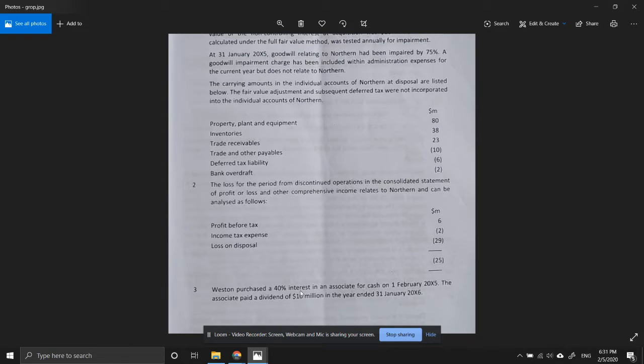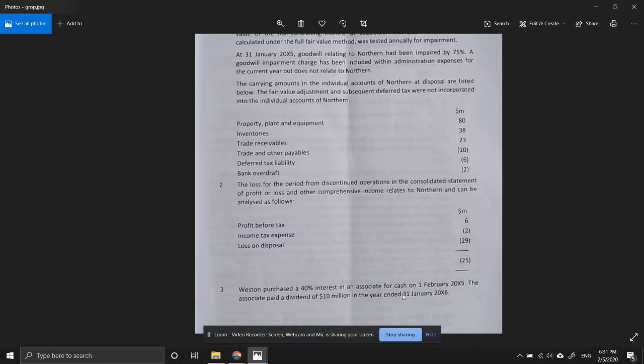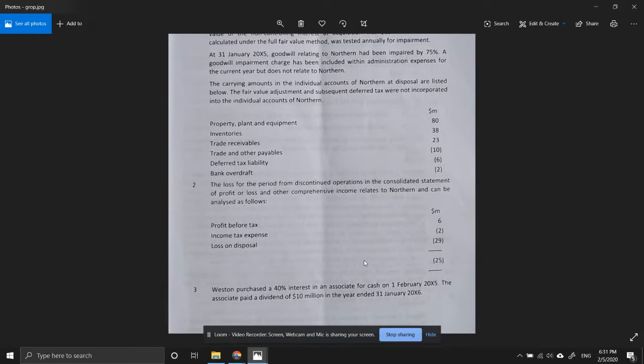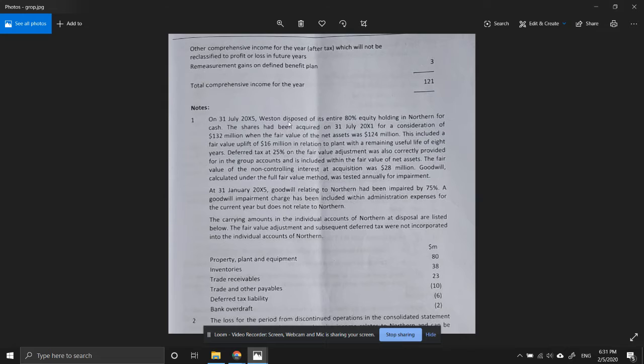Weston purchased a 40% interest in an associate for cash on 1st February 20x5. The associate paid a dividend of 10 million. Where this will impact is investing activities. Let's look at note number 1.